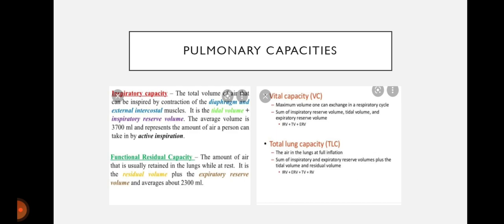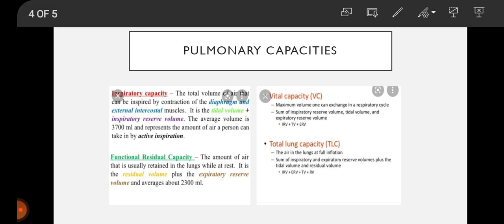It is the sum total of tidal volume and inspiratory reserve volume, that is IC is equal to TV plus IRV. Functional residual capacity: when a person inhales and exhales in a normal way, the volume of air that remains in the lungs is known as functional residual capacity. Students, it includes the residual volume and expiratory reserve volume. That is FRC is equal to RV plus ERV.